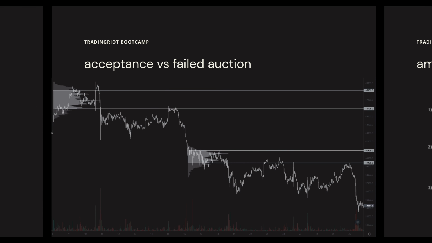As you can see, we break outside the value, we gain acceptance, the market then pulls back into it, tries to accept here, makes this kind of a failed swing at these highs and continues lower, forms a new value, but once again, once we break outside of it and form the acceptance, it acts as a resistance.